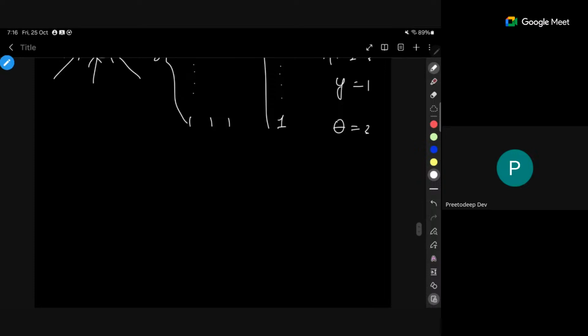Another example could be the OR function. Theta would be, let's say, 1.